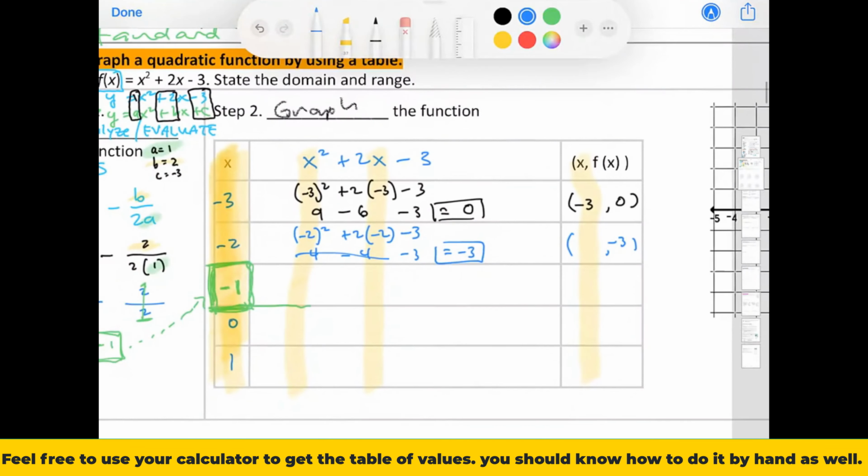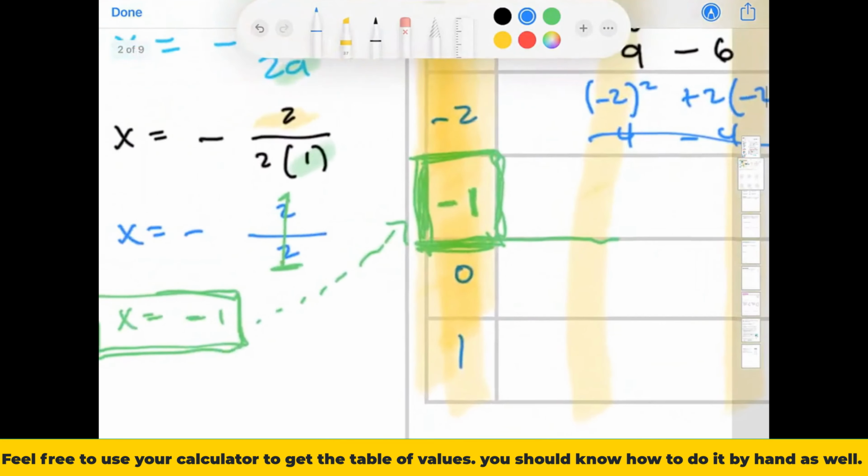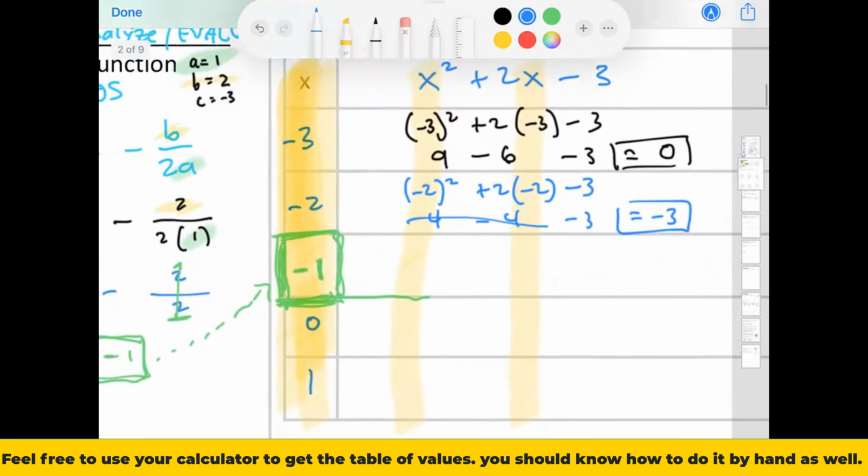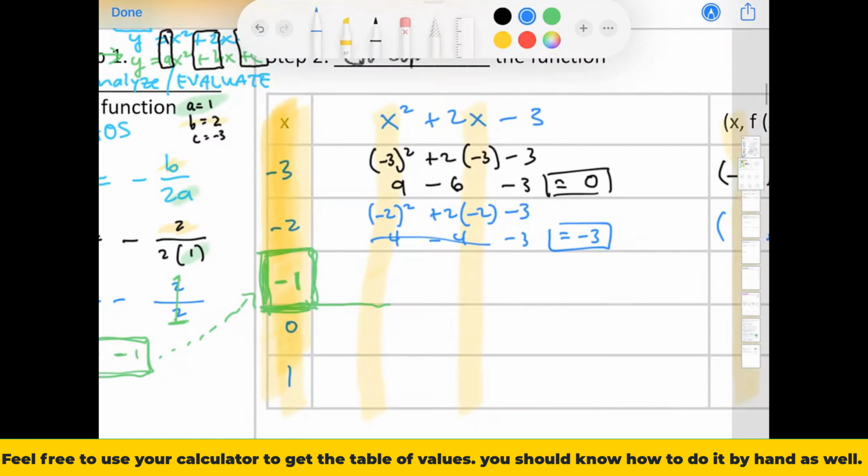Now remember, this table of values is all contingent on, or most important to know, that the axis of symmetry is negative 1, because that tells us the middle of the numbers, and you will always pick at least 2 values above it and 2 values below it. Okay, let's do this one here.